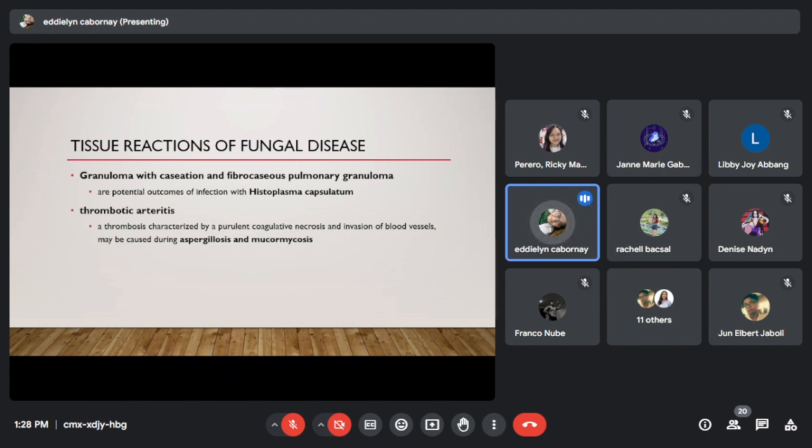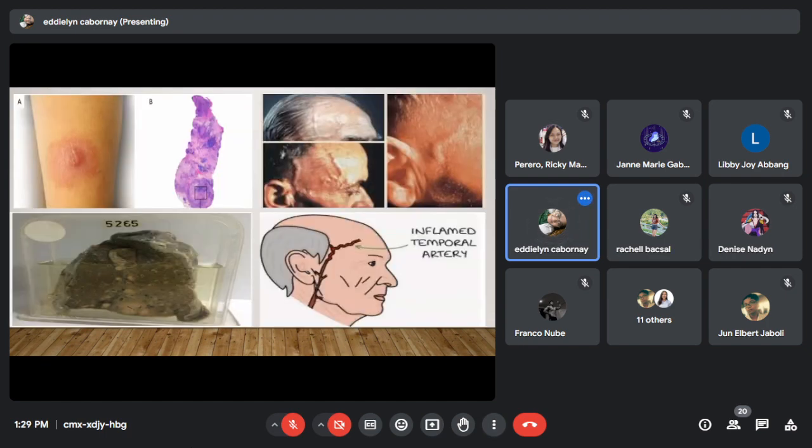So we have here the different diseases that affect the tissues. We have granuloma with caseation and fibrosis, and pulmonary granuloma. So these are the different fungal infections. The specific organism that causes it is Histoplasma capsulatum. We have there the A and B, that's the granuloma with caseation. So there's already inflammation of the skin or redness. And the next picture, the granuloma with caseation, is the pulmonary granuloma. So this is the lungs, and the lungs are already damaged.